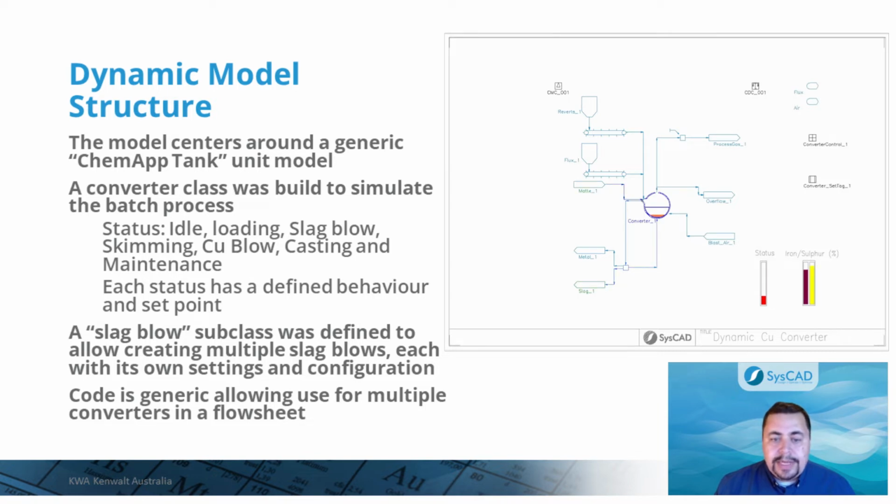The behavior of the dynamic converter depends on its state based on programming rules applicable in the class. Predefined events can trigger changes in the process. For example, when the iron endpoint target during a slag blow is reached, the slag skimming sequence is initiated. In addition, and to add flexibility to the model, a subclass for slag blows was defined. This is useful to allow modeling situations with 2 or 3 slag blows or to set different endpoints, targets, or operating parameters for each slag blow. The reusable converter class can be used to model multiple converters in a SysCAD plant model.